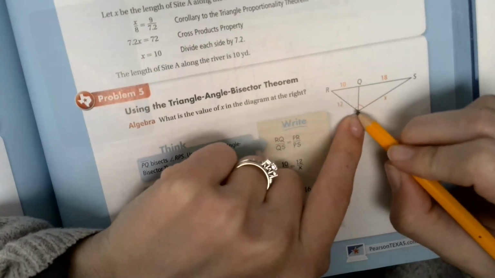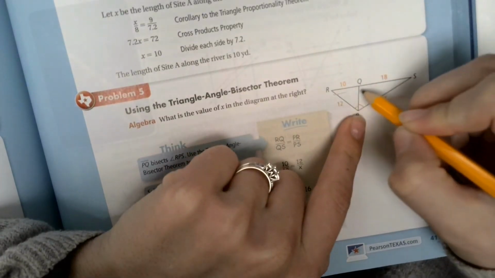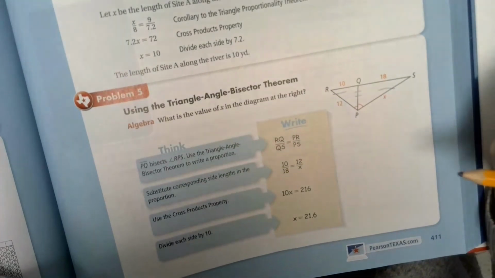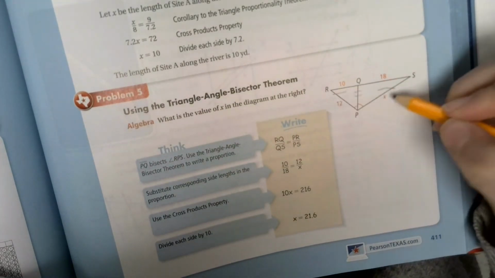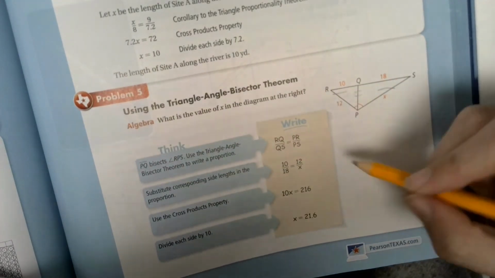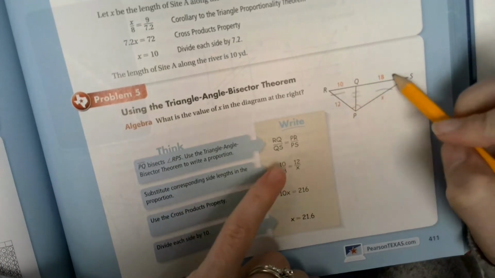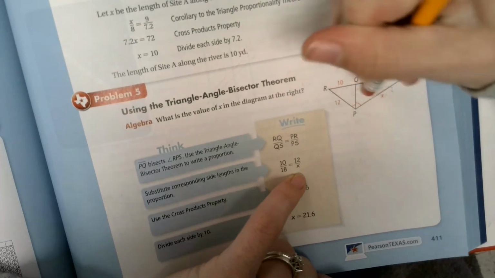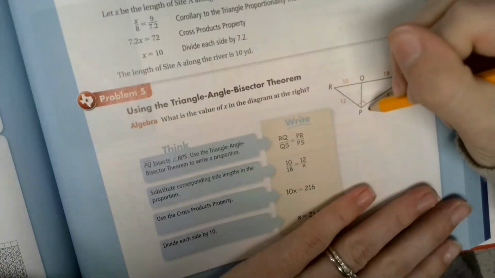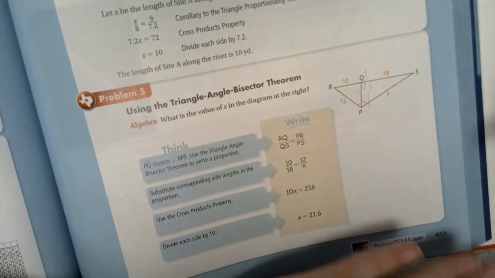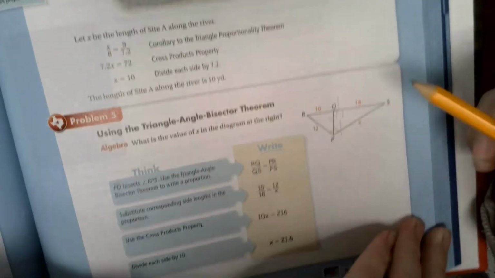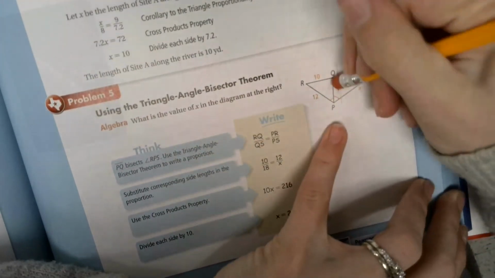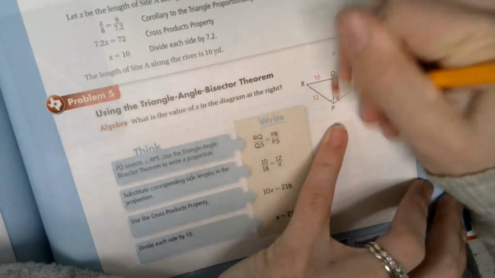When this is an angle bisector, once again, I can just say this over this equals this over this. 10 over 12 equals 18 over x. They did it differently. They did 10 over 18 equals 12 over x. That also works. That's the same as writing it like this: 12 over x equals 10 over 18. Turn the book sideways and we can see that. Remember, it doesn't matter how you start as long as you remain consistent.